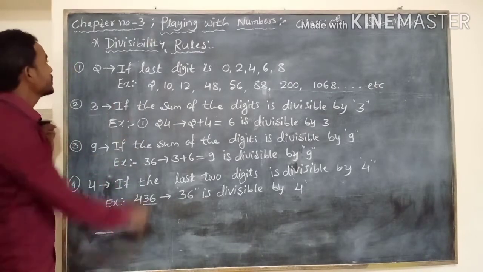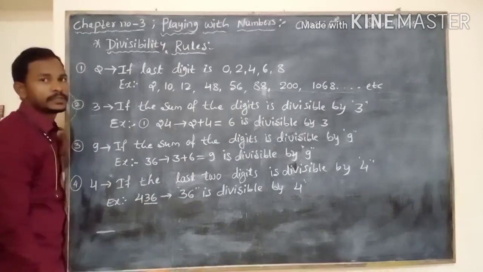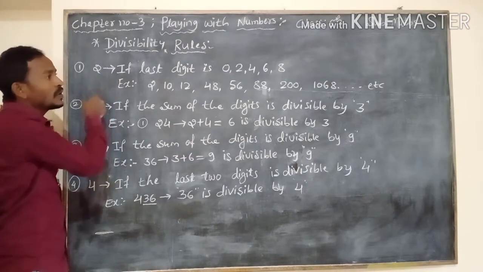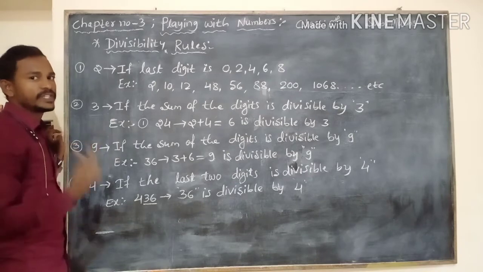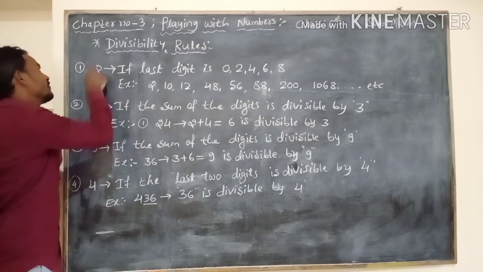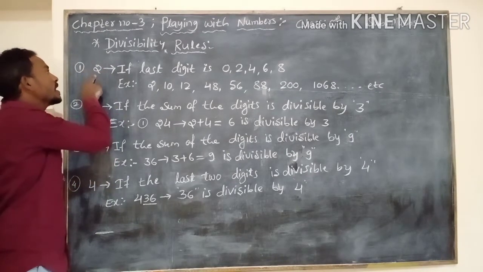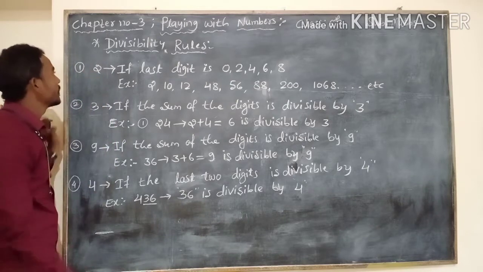The next concept is divisibility rules. I wrote on the board some divisibility rules in shortcut way, and we have discussed them one by one. The first divisibility rule is for 2.